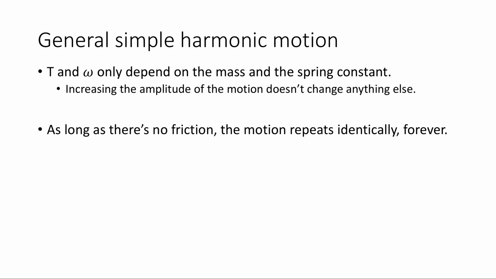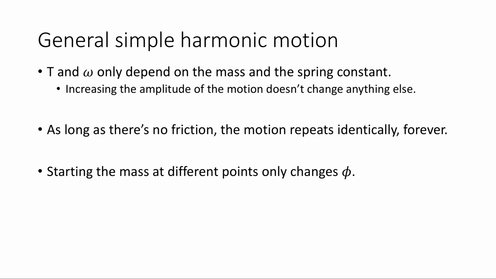As long as there's no friction, this motion will repeat itself forever. And it repeats identically, so any given cycle looks exactly the same as the cycle before, or the cycle after, or the cycle 10,000 cycles later. They all are exactly the same. And finally, starting the mass at a different point in the cycle only changes phi. So nothing else will change. This won't change the magnitude of the amplitude. This won't change the angular frequency. It will only change the value of this phase constant.